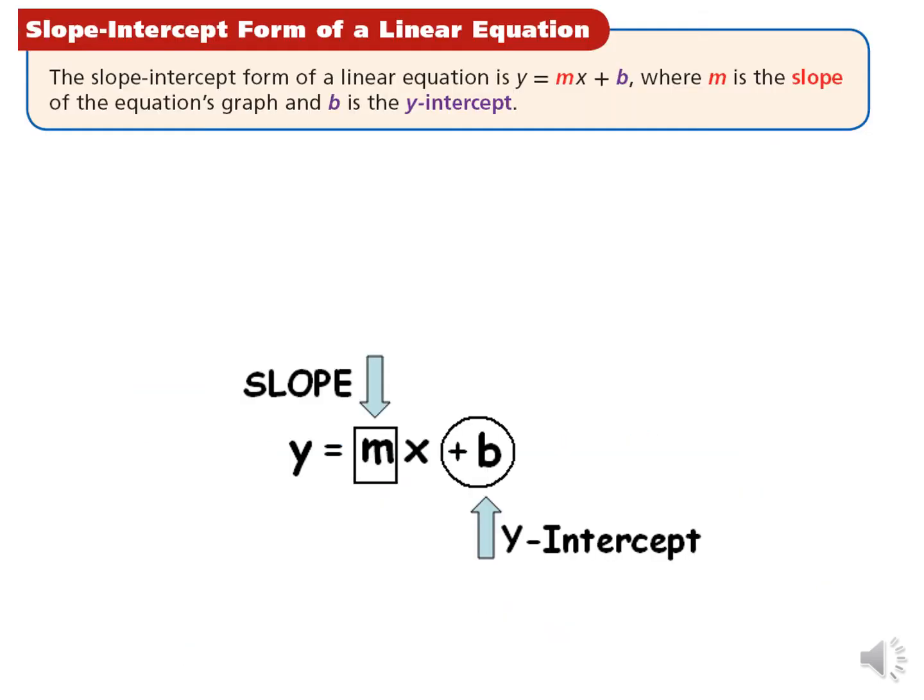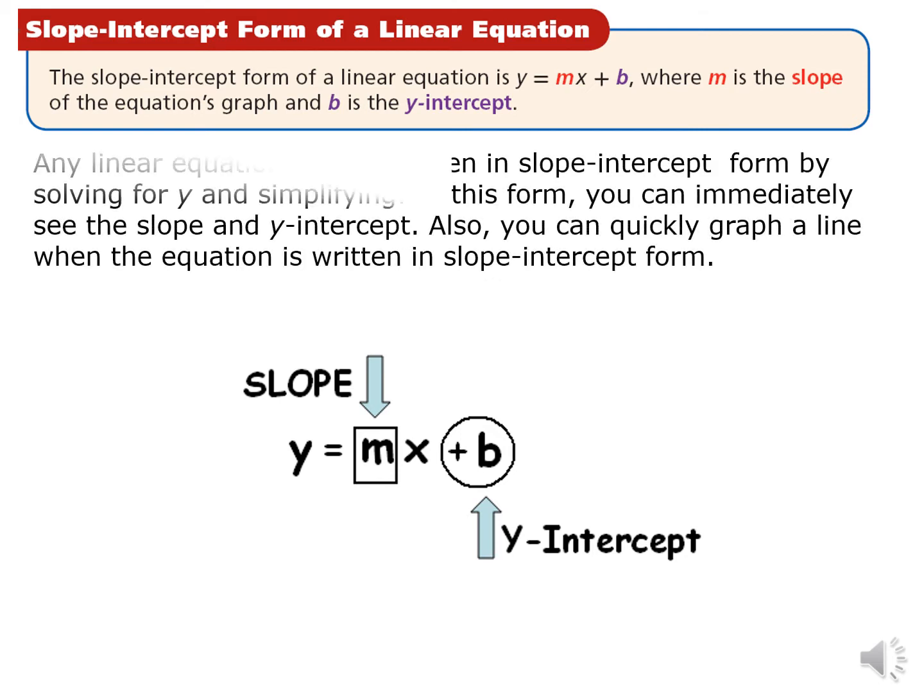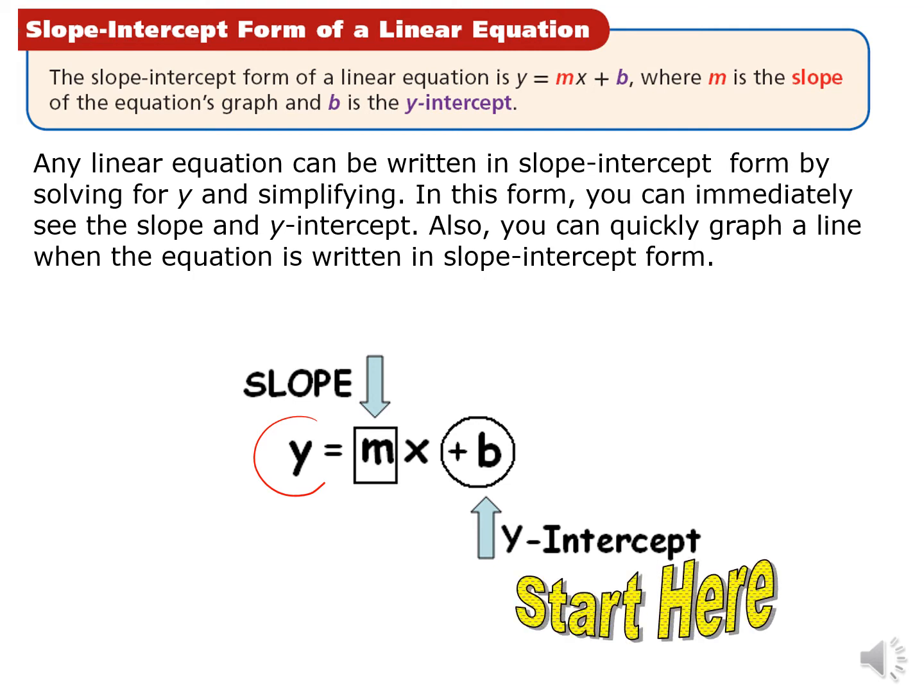Okay, so when we're graphing in slope-intercept form, we want to use the slope-intercept form. This identifies what each part is. And it says any linear equation can be written in this form. So if you always solve for y and simplify, you can immediately see the slope and the y-intercept. And you can quickly graph a line when it's written in slope-intercept form. Instead of doing a t-chart, you use the formula. You start here at this point, and then this one tells you how to move to the next one.